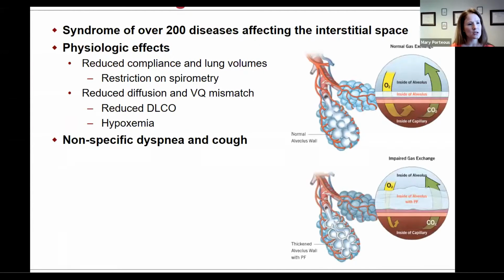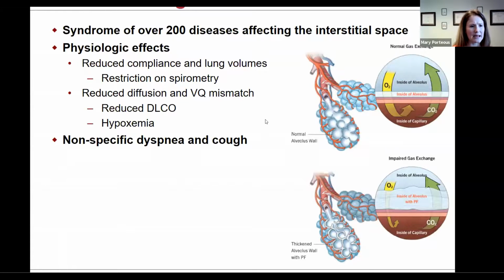So interstitial lung disease in general is a syndrome of over 200 diseases that affect the interstitial space. Where is that, when we talk about that for the medical students? It's at that interface between the alveolus and the capillary bed. Anything that sits in this space, whether that be inflammation or fibrosis, can impede the natural flow of oxygen across that membrane and can result in less oxygen in the capillary bed, hence lower oxygen level in the body, lower oxygen saturation.